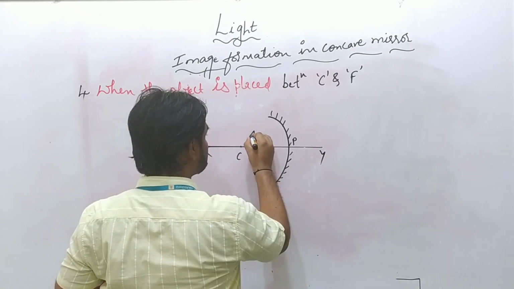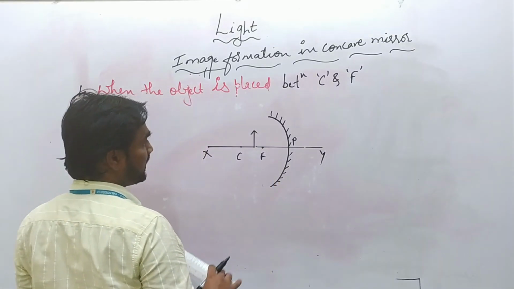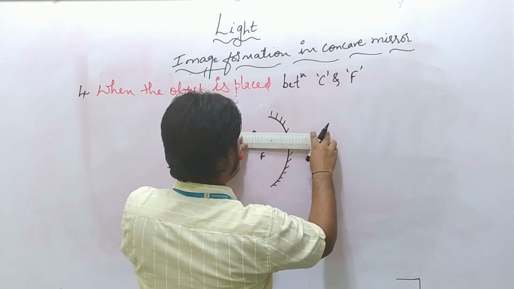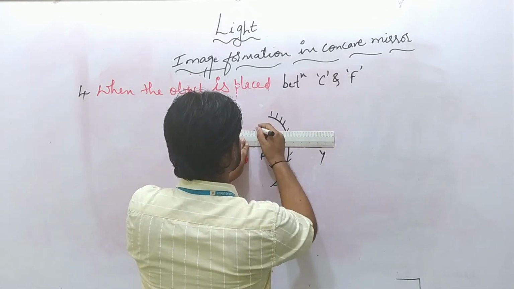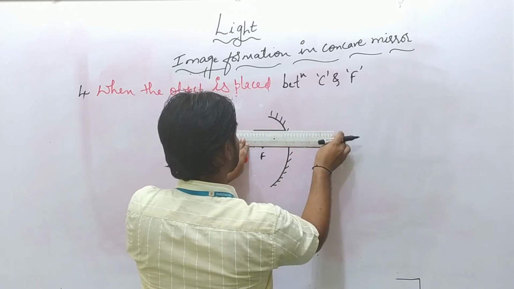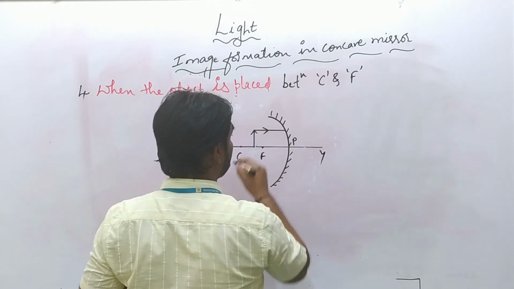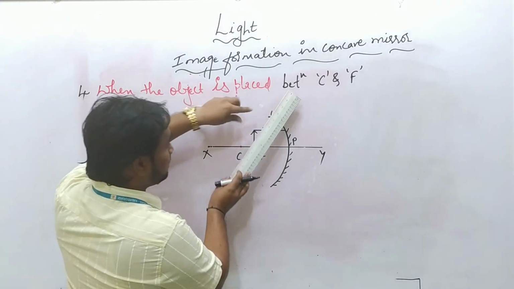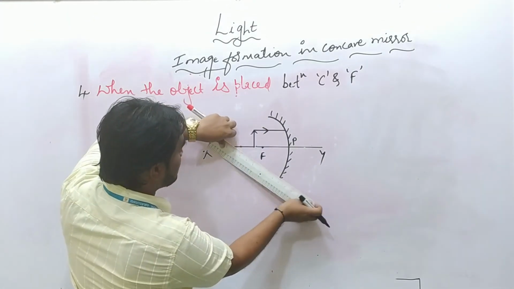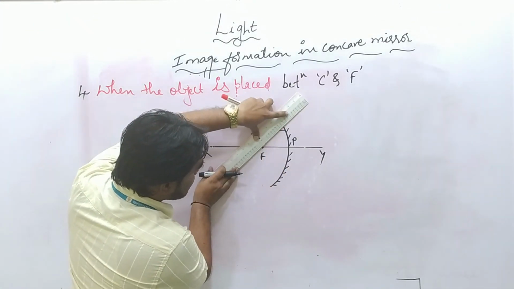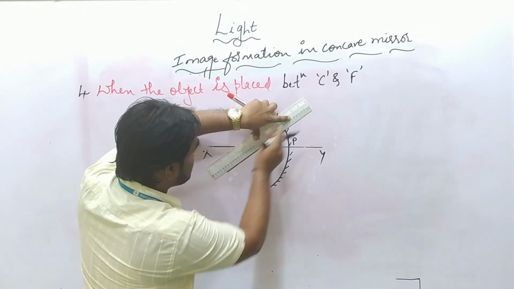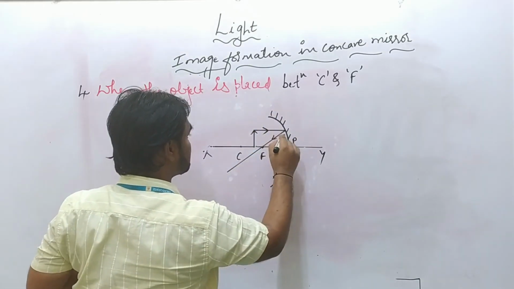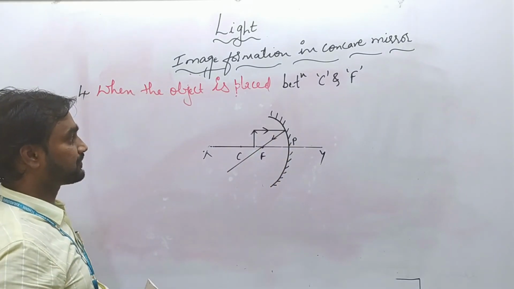So now the object is placed between C and F. Again, the first rule that I will be following is: if the incident ray is parallel to the principal axis, then the reflected ray must pass through the principal focus. This is one point.